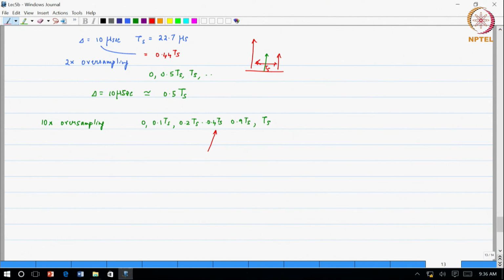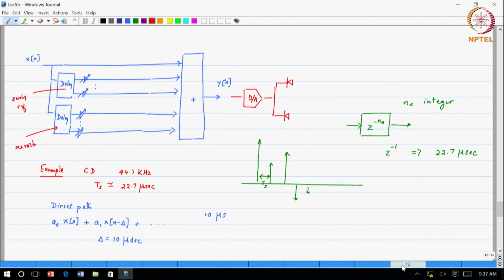I can introduce a signal of that form, and of course if you are very picky, you can even say, okay, go to 100x oversampling, not a problem. Multi-rate signal processing can do the oversampling fairly easily, which means that you can get delta equal to 0.44 Ts if you want it very precisely. So again, it is an interesting way to look at the problem.